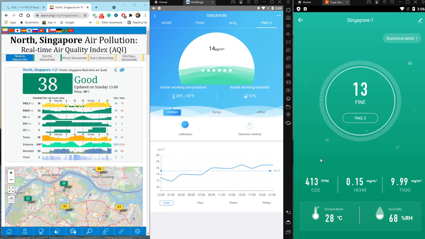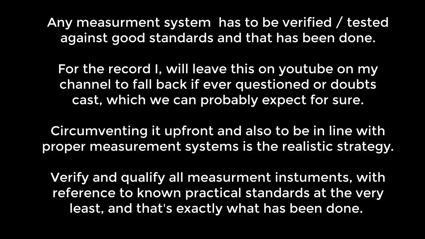Why is this being done now? So that there should be no doubt that the validity of the measurement by these instruments are just as accurate. There should be no questions about that. So it has been verified against good standards.